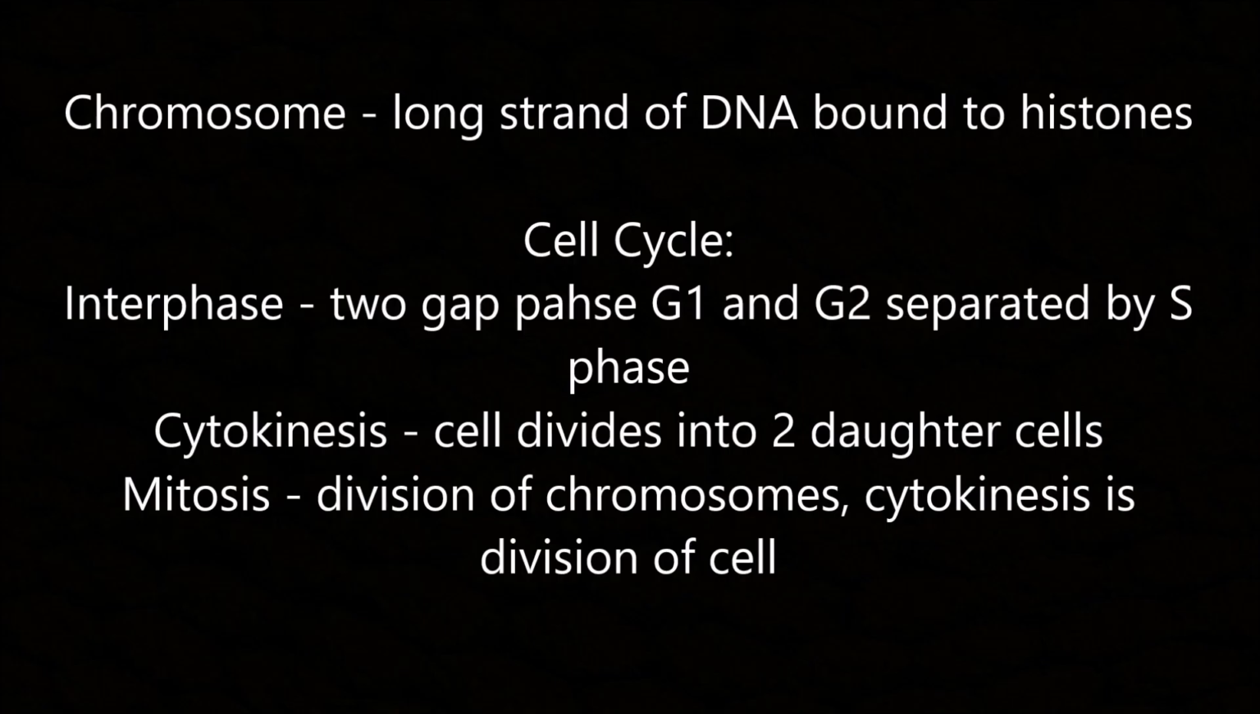A chromosome is a long strand of DNA bound to histone. The cell cycle: interphase has two gap phases, G1 and G2, separated by an S phase. Cytokinesis is when the cell divides into two daughter cells, and mitosis is the division of chromosomes. Cytokinesis is the division of the cell.